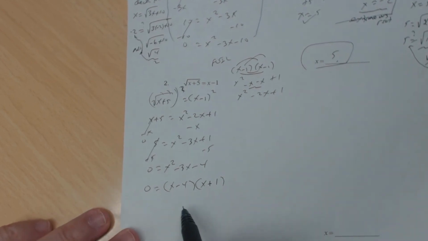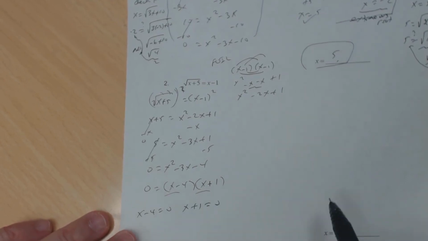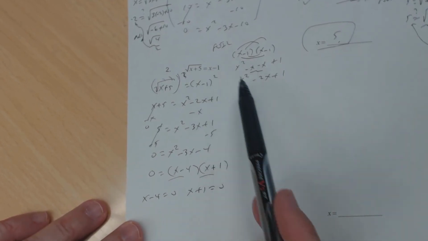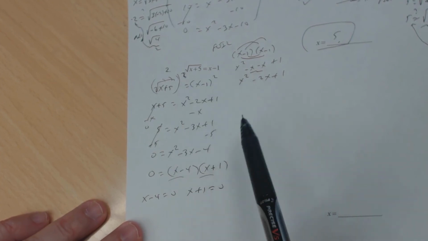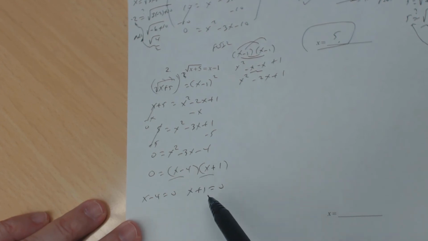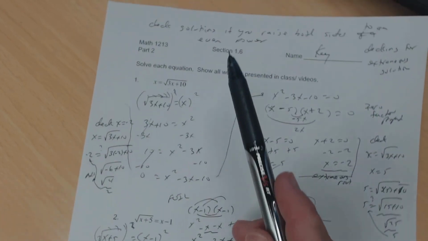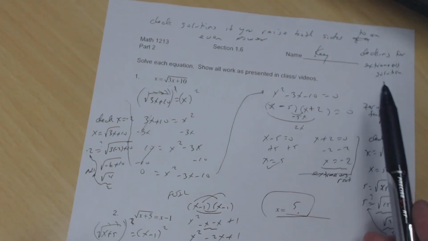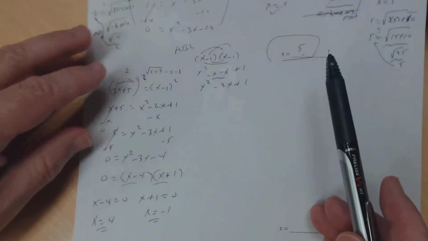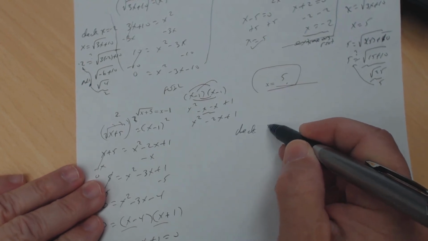I'm going to use the zero factor property, so I'm going to set each one of these equal to 0. So x minus 4 equals 0, x plus 1 equals 0. And notice I went from a quadratic equation to a radical equation to a quadratic equation, which I solved by factoring, and then to two linear equations. So here x equals 4, and here x equals negative 1. Now don't make a mistake and say those are your solutions, because remember, you raised both sides to an even power, so you have to check for extraneous roots. So all you do is go back to the original. You must check for extraneous roots.